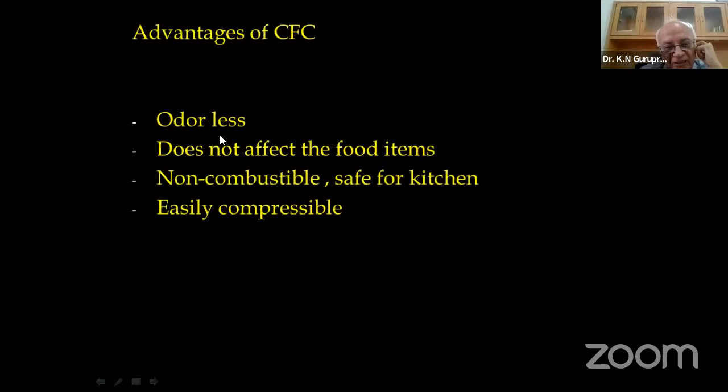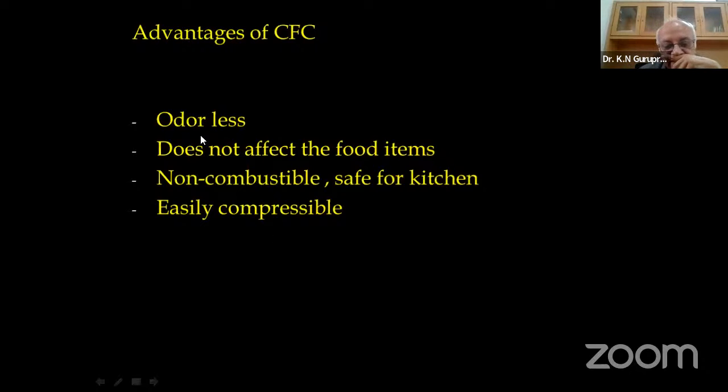You see, this has no odor and it does not affect the food items, and it is non-combustible, safe for the kitchen. So you don't hear any fire accidents because of the refrigerators or air conditioners because they are not combustible and they are easily compressible. So these were the advantages of using the gas in the refrigerator.